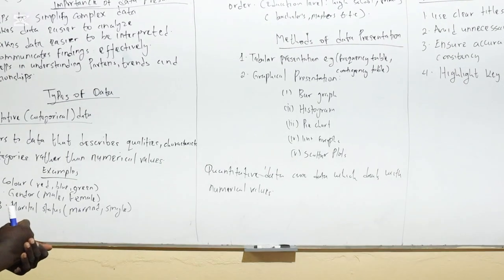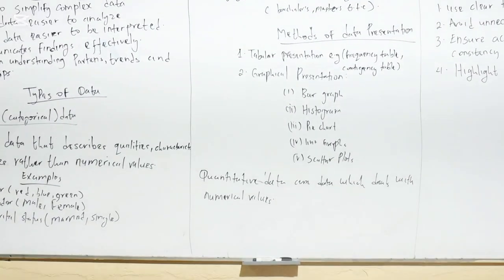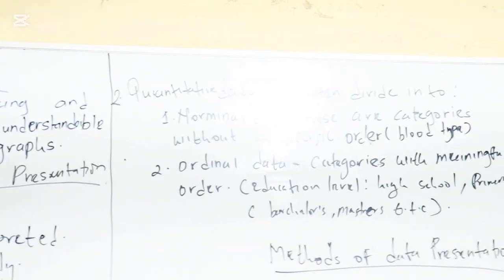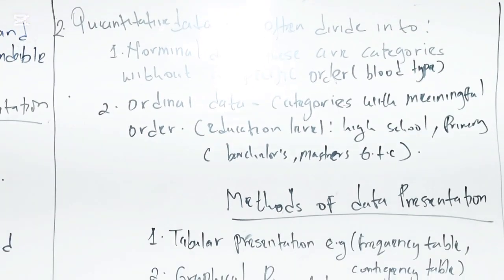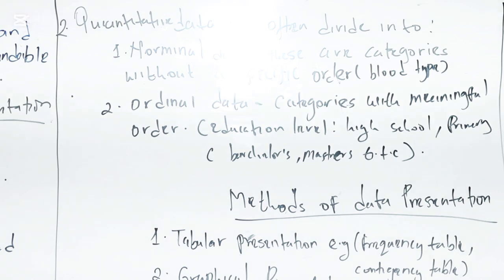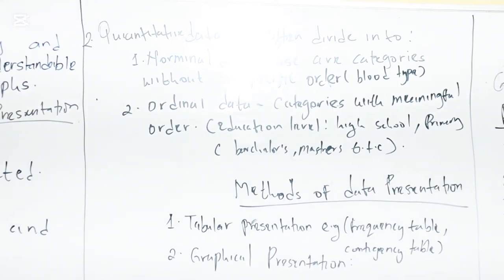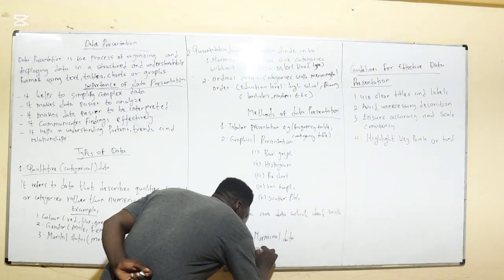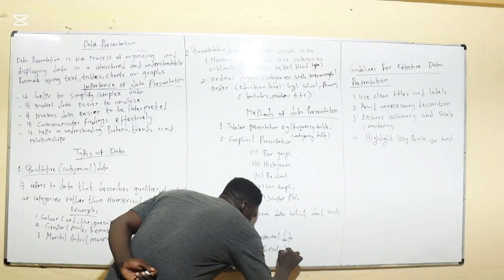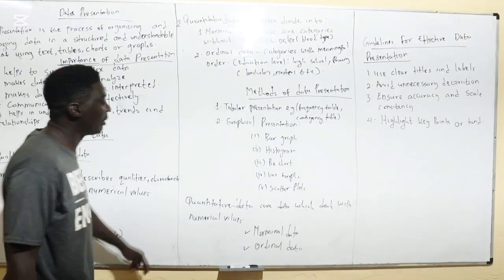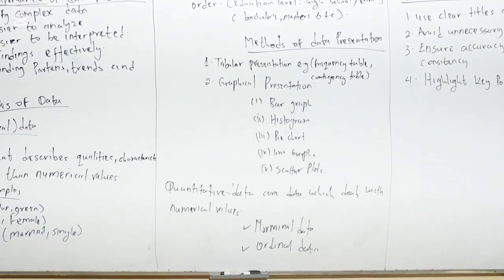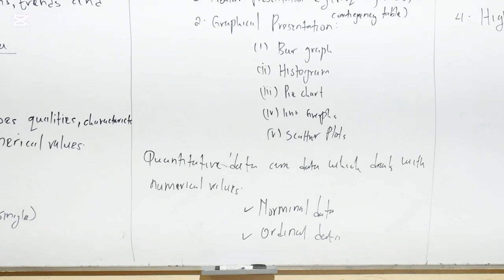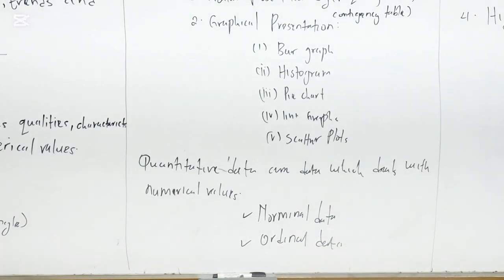Numerical values. So this quantitative data is often divided into 2 categories. Category 1 we have what? Category 1 we have nominal data. In category 2 we have ordinal data. I've already written them up there, but I'm trying to rewrite them for clarity. So the categories of quantitative data we have 2: nominal data and ordinal data.